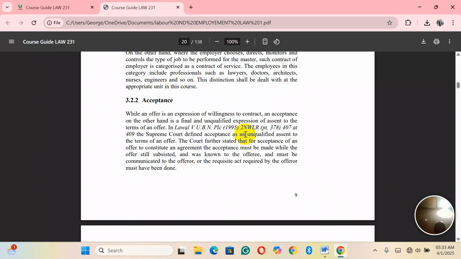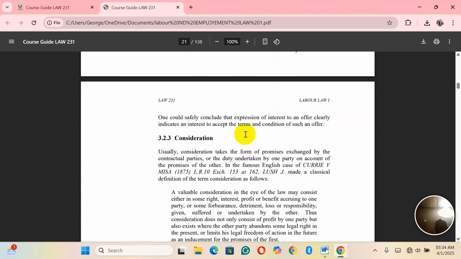We are looking at acceptance. When there's an offer, it is a willingness to contract, and acceptance, on the other hand, is a final and equal expression of assent to the terms of the offer given by the offeror, and the party has to accept it.